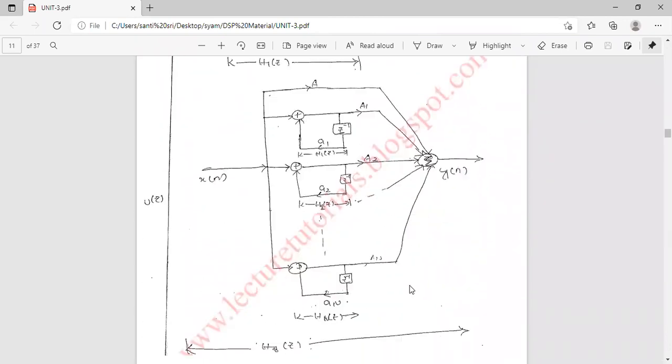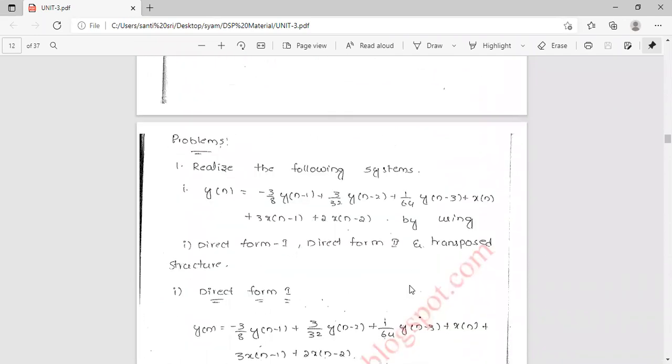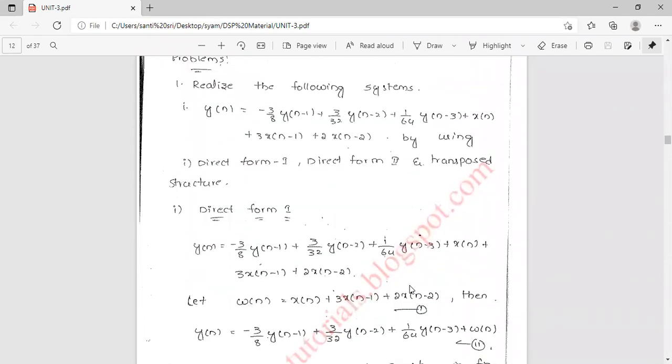Next, we'll do some problems. Realize the following systems. The problem given is y of n equal to minus 3 by 8 into y of n minus 1 plus 3 by 32 into y of n minus 2 plus 1 by 64 into y of n minus 3 plus x of n plus 3 into x of n minus 1 plus 2 into x of n minus 2, by using direct form 1, direct form 2 and transposed structure. Draw the structures also.